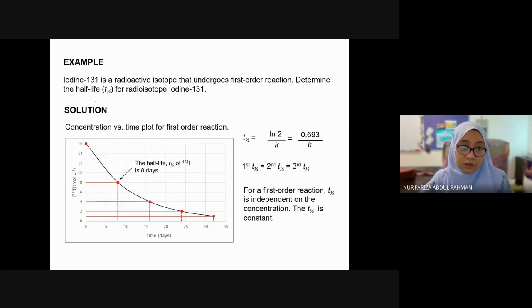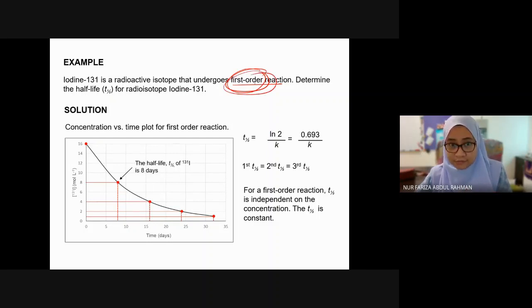Okay, contoh. Iodine is a radioactive isotope that undergoes first order reaction. So see, they mention first order reaction. So terus straight away use the formula for first order reaction untuk half-life. Okay, dah mention it is first order. Determine the half-life for radioisotope iodine 131. So yang kita tahu, first order, it will be a constant value. It's just that we do not know what is the half-life. Kita nak kena determine that. But we know that it should be constant.